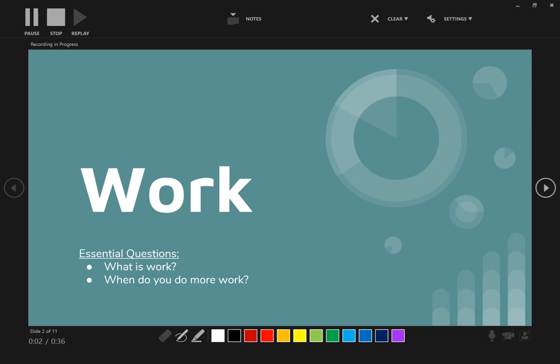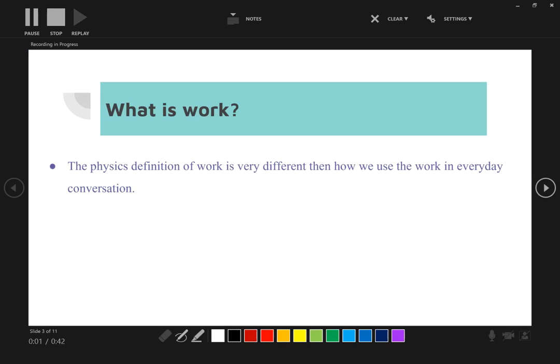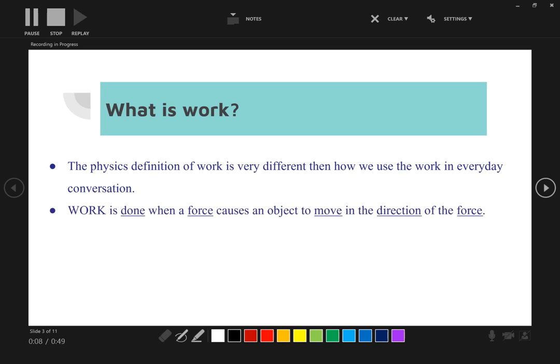The topic for today is work. Your essential questions are, what is work? And when do you do more work? So what is work? The physics definition of work is very different than how we use the term work in everyday conversation. Work is done when a force causes an object to move in the direction of the force.